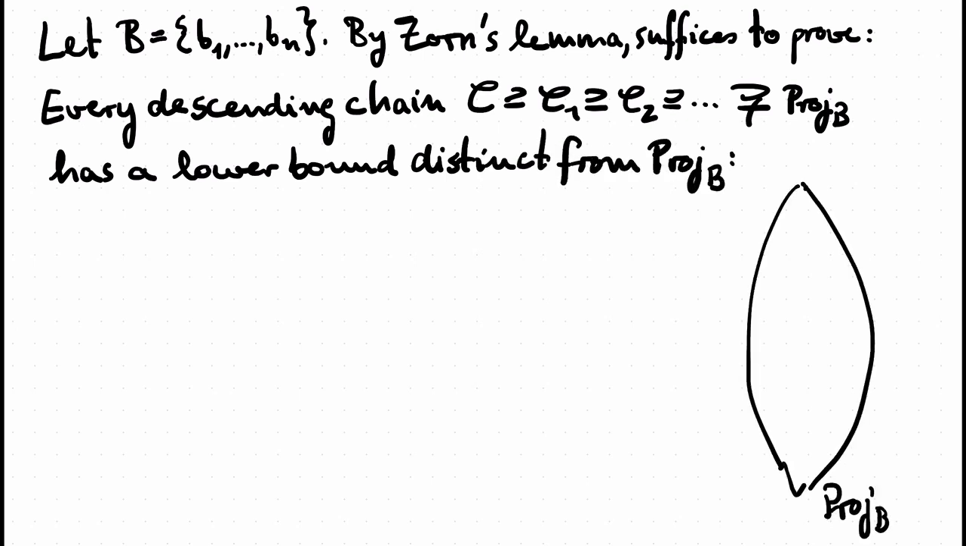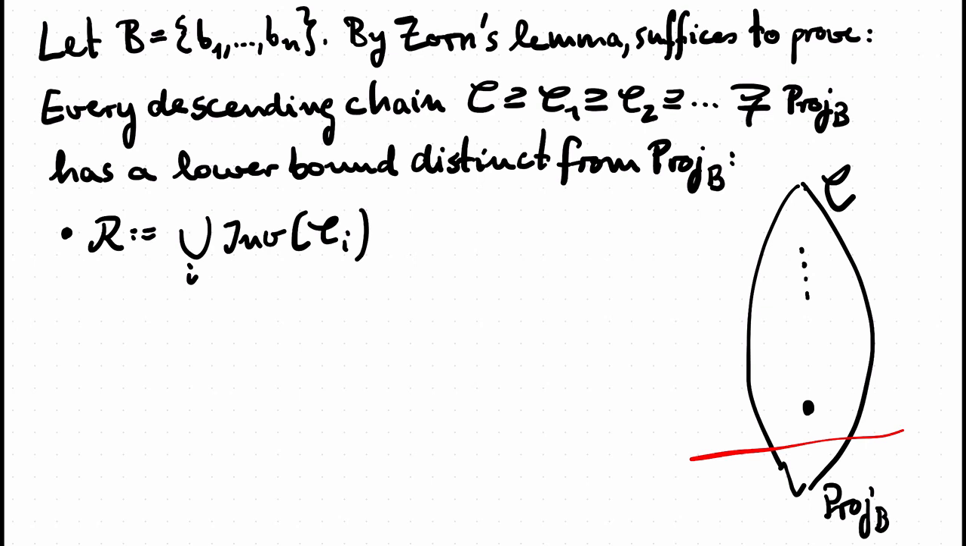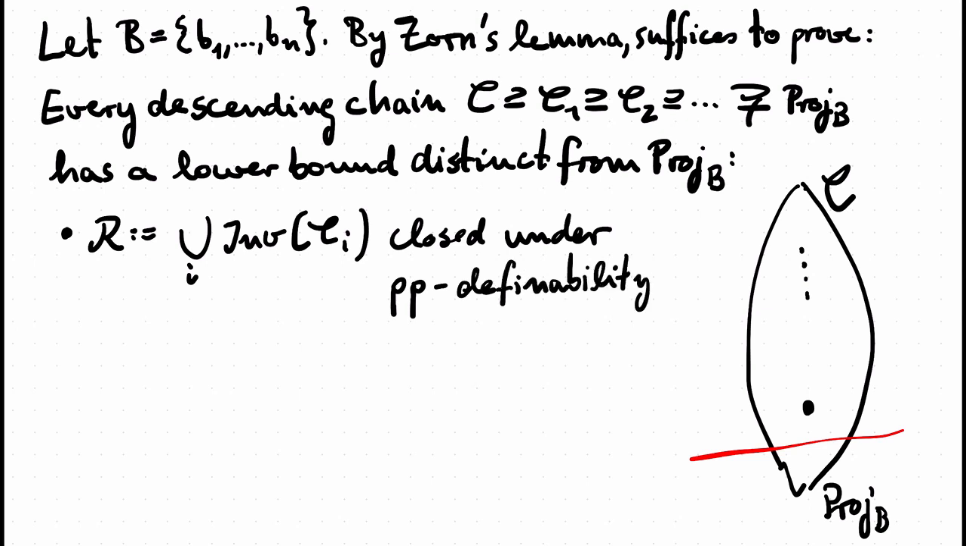So let C1, C2, and so on be such a chain. We consider the union, R, of all the invariant relations of all the clones Ci. Then we note that if we have a relation that is primitively positively definable from the relations in R, then this relation is already in R. The reason is that every primitive positive definition can only involve finitely many relations from R. So these relations are already contained in Inv(Ci) for some i. And Inv(Ci) is closed under pp definitions, as we already know from the previous video.